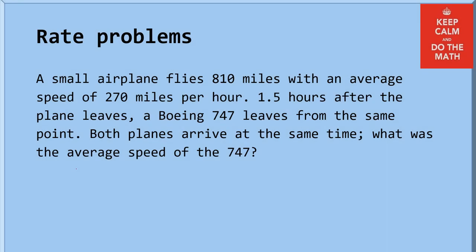In this video, we're going to talk about rational equation applications, specifically rate problems. So let's take our first example. A small airplane flies 810 miles with an average speed of 270 miles per hour. 1.5 hours after the plane leaves, a Boeing 747 leaves from the same point. Both planes arrive at the same time. What was the average speed of the 747?